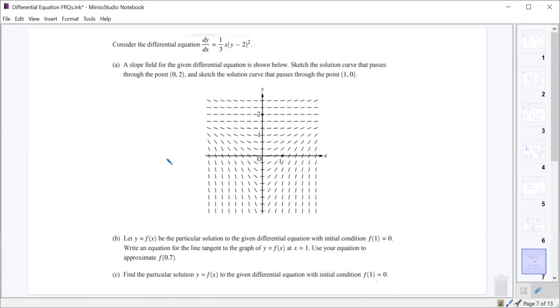So this is the first one we're going to work on, and I will give you all 15 minutes to work on it, and then we will work through it together.